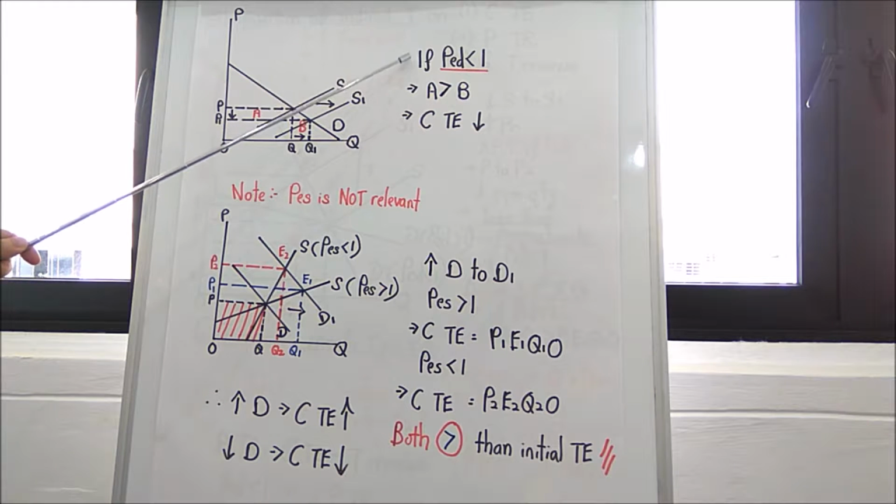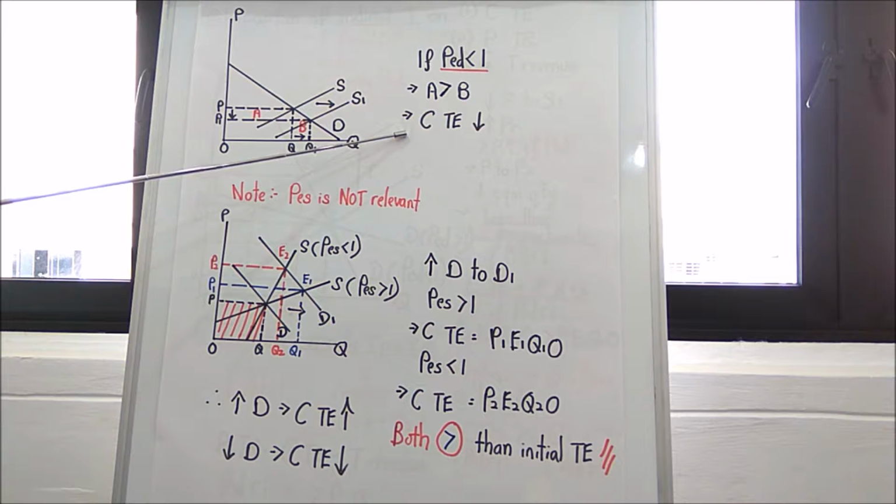So if PED is less than 1, we will increase the supply curve from S to S1 at the bottom portion of the demand curve. So price will decrease from P to P1 and thereby we lose area A. There will be an increase in equilibrium quantity from Q to Q1 that will be less than proportionate, which is why we gain area B. But then A will exceed B. So therefore consumers' total expenditure decreases instead.